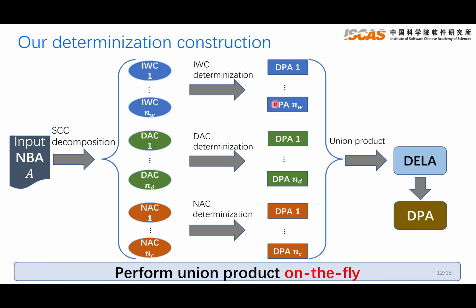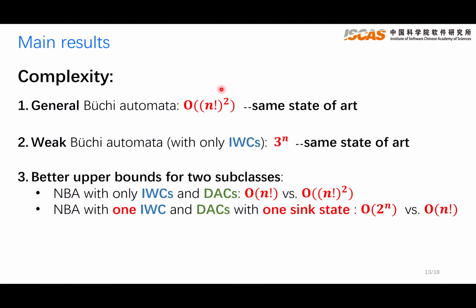And then we compose those automata into a deterministic Emerson-Lei automaton with union product. This Emerson-Lei automaton will accept the union of the languages of those SCCs. At last, we can also transform the Emerson-Lei automaton into a parity automaton. To improve the performance, we actually perform the union product on the fly, and the details can be found in our paper. Now we are ready to give our main results.